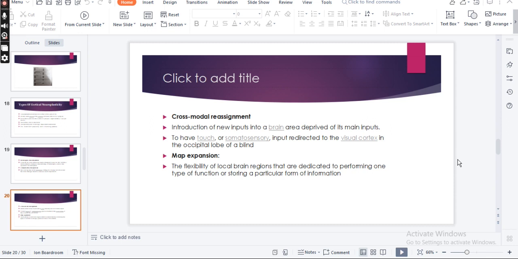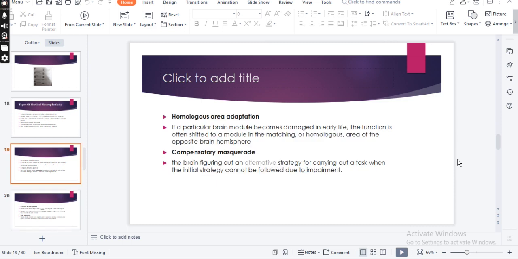The next one is map expansion. Map expansion is the flexibility of local brain regions that are dedicated to performing one type of function or storing a particular form of information.